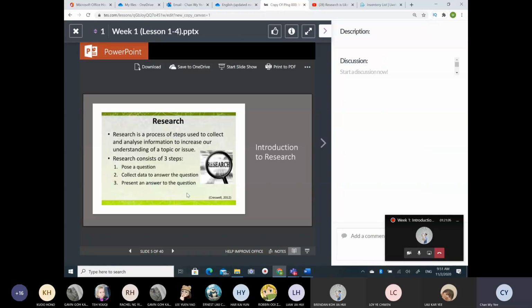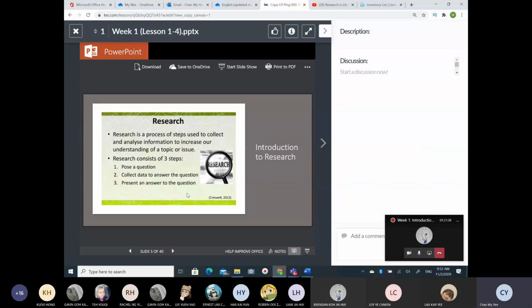I will be giving you a short lecture about what research really is and what you need to do to conduct a research. Okay, so basically, introduction to research. Research is a process of steps used to collect and analyze information to increase our understanding of a topic or issue. When people conduct a research, they want to analyze, to understand further, or even to solve a problem.